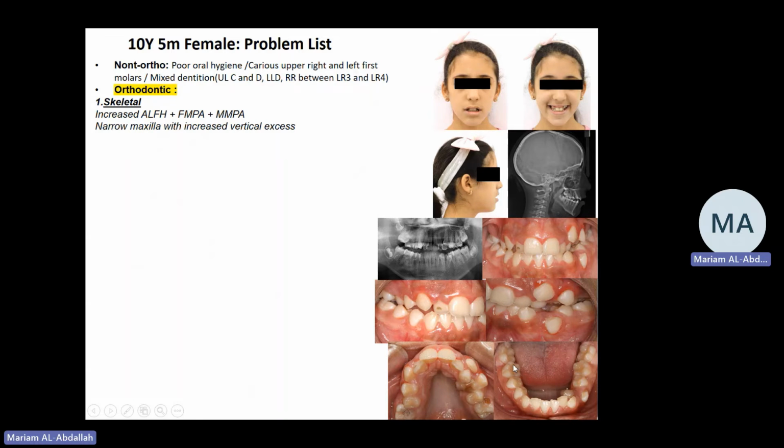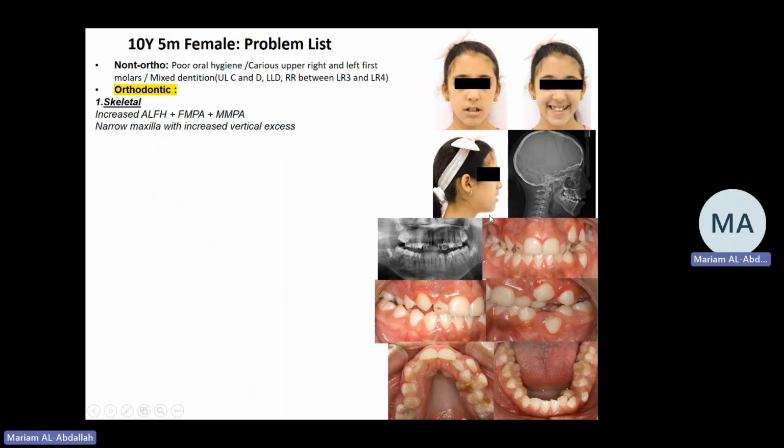Also, non-orthodontic problems include a retained C in the upper left quadrant, retained D, caries affecting both first permanent molars in the upper, and retained D in the lower left quadrant. So we have retained deciduous teeth and active caries. So these are the non-orthodontic problems. Now we will move to the skeletal problems. Skeletal problems related to the patient in the anterior posterior dimension, as you can see here, it's class 1.